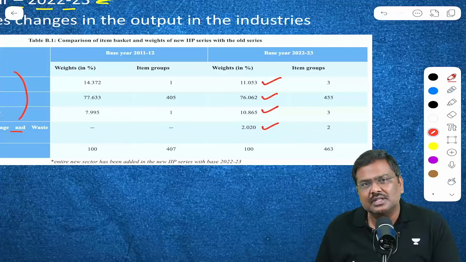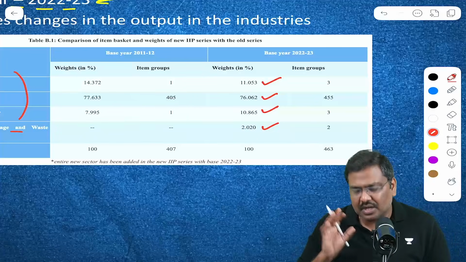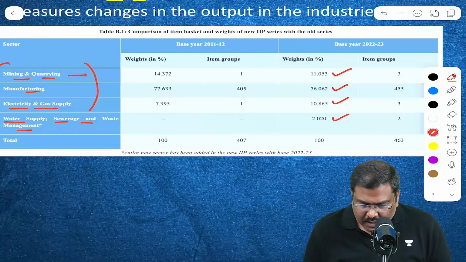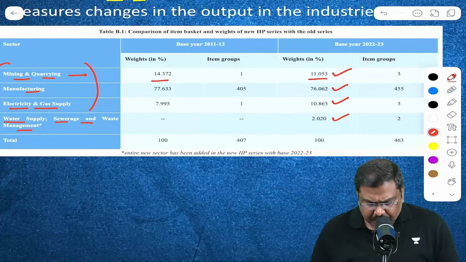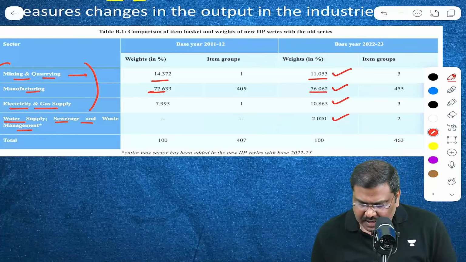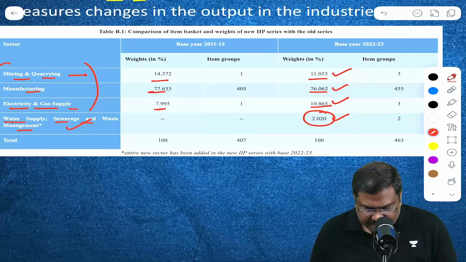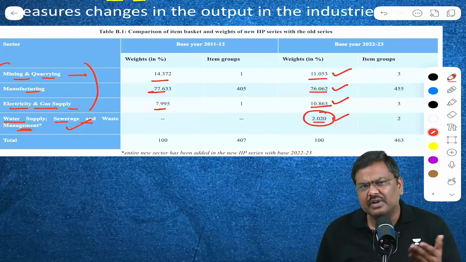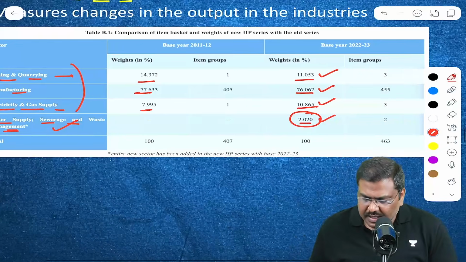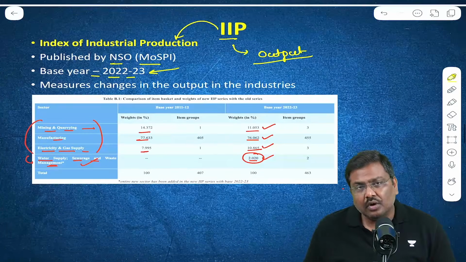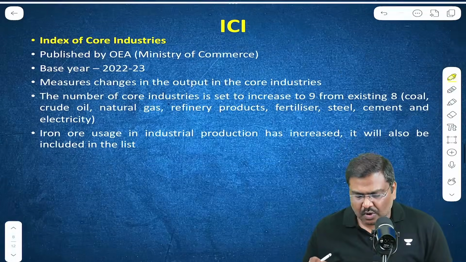Questions can be asked in the prelims as well as mains examination on these indicators. The weight of mining and quarrying has been reduced. For manufacturing, it has been reduced. Electricity and gas supply has been increased. And the new introduction, water supply, sewage, and waste management, has been given a weightage of 2%. These are certain very important changes that the government has made in the context of the Index of Industrial Production.